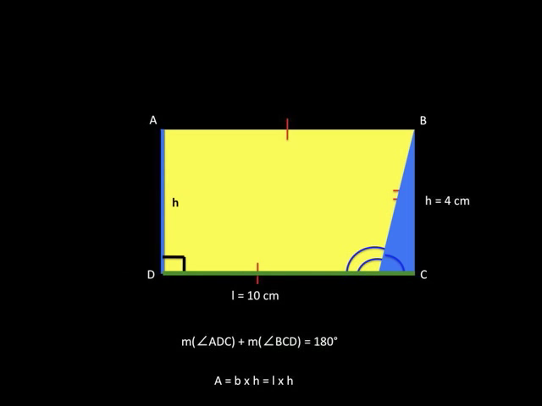Now we have rectangle ABCD with a height of 4 centimeters, a length of 10 centimeters, and an area of 40 centimeters squared. When we use the area formula for a parallelogram, we are actually calculating the area as if the parallelogram was a rectangle.